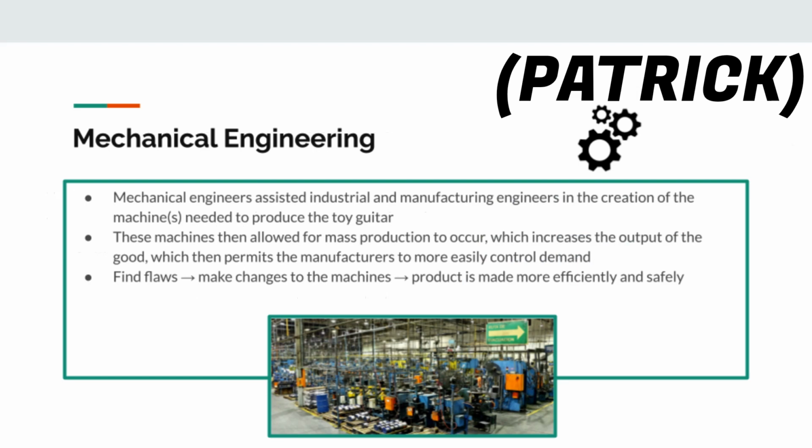Mechanical engineers played a part in the creation of this toy guitar. Since the guitar was likely mass-produced, assembly line machines were certainly involved in the manufacturing process. When the machines needed to create the guitar were made, mechanical engineers undeniably assisted industrial engineers and manufacturing engineers in the creation of these machines. Mechanical engineers are also used to find flaws in the designs of these machines so that they can be made to create products more efficiently and safely.